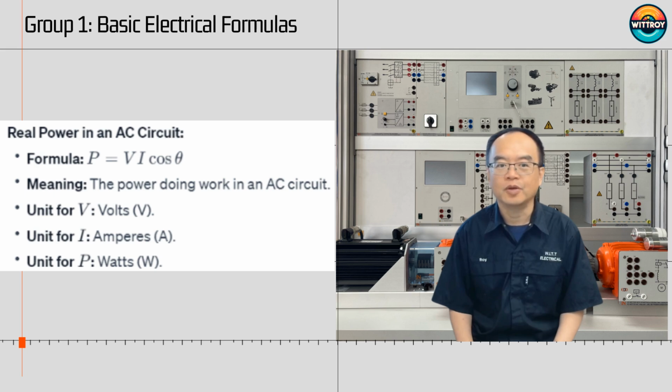I, current, the flow of electric charge in the circuit. The unit for current is amperes. P, power, the actual power doing useful work in the circuit. The unit for power is watts. The cos theta represents the power factor, indicating the efficiency of power usage in the circuit. A power factor closer to 1 means a more efficient system with less power being wasted.